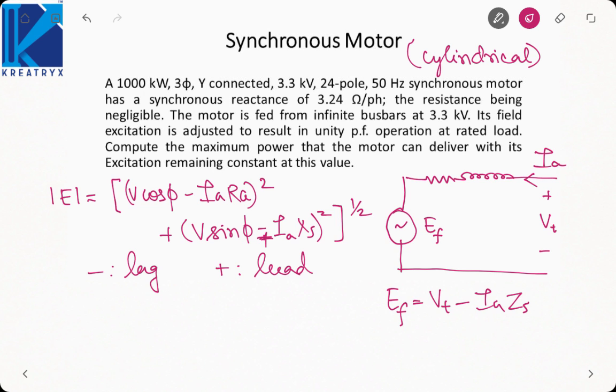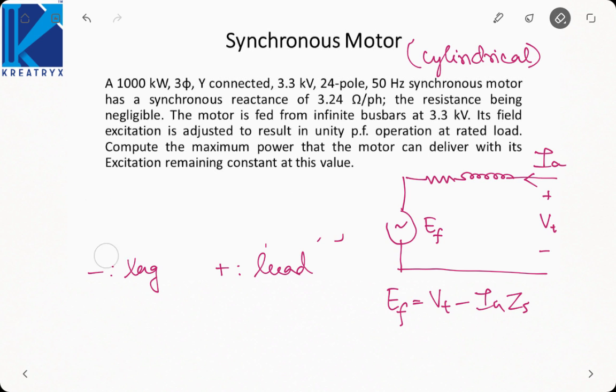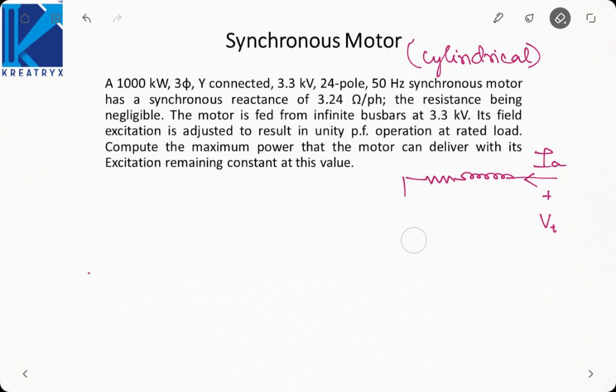Otherwise, if you remember the formula for alternator, what to do is replace IA by minus of IA, and then you can get the same expression. Because everywhere there was plus, it will become minus. That way also you can derive this expression. Okay. The power expressions will remain same.